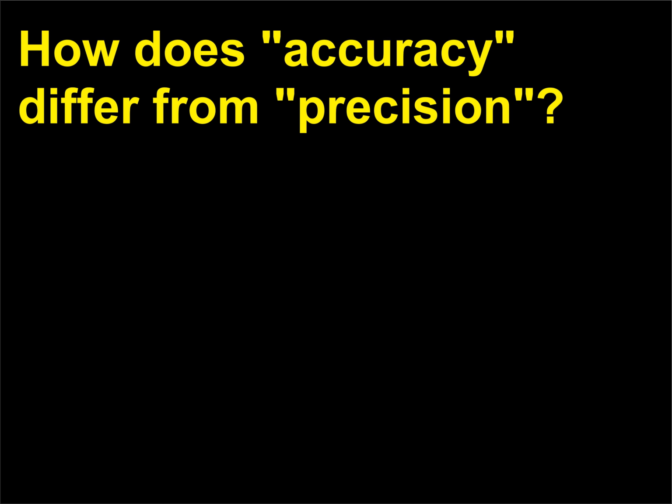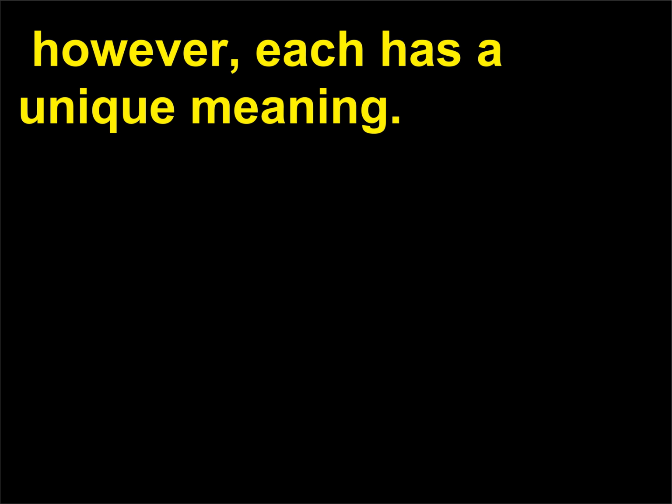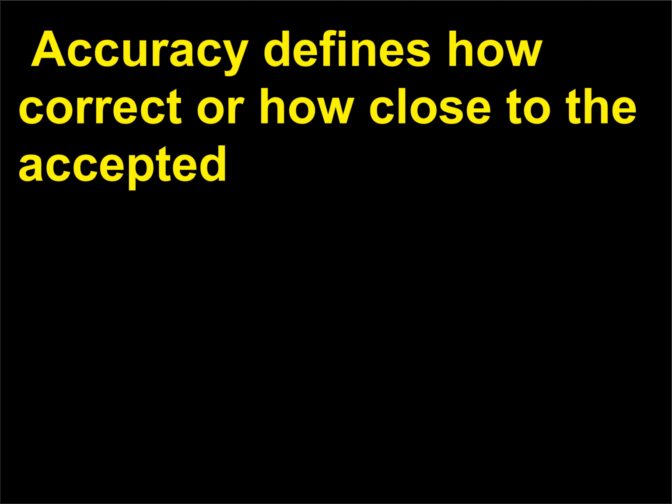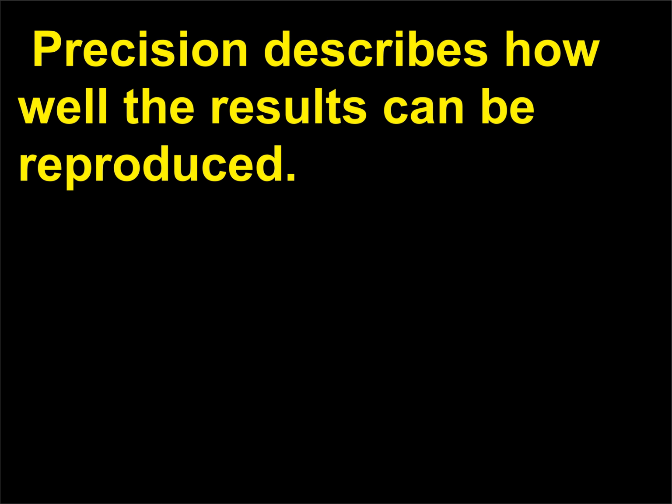How does accuracy differ from precision? Both accuracy and precision are often used interchangeably in everyday conversation. However, each has a unique meaning. Accuracy defines how correct, or how close to the accepted result or standard, a measurement or calculation has been. Precision describes how well the results can be reproduced.